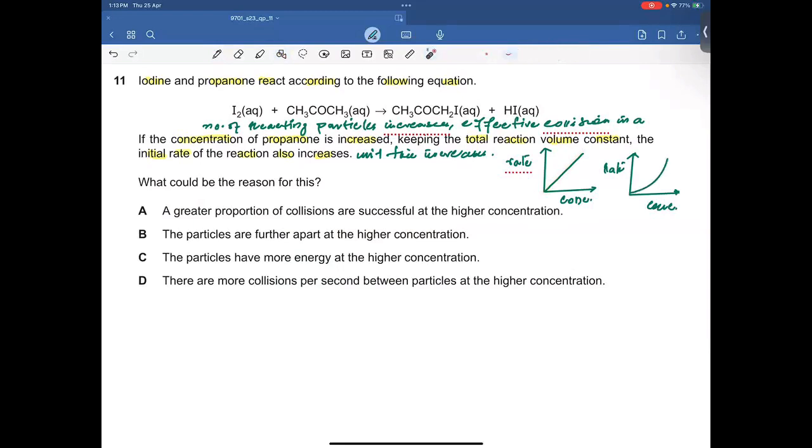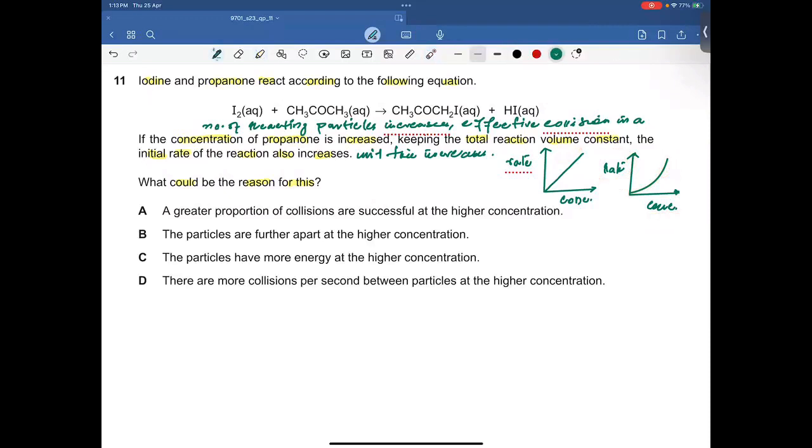Like if concentration increases, rate becomes fourfold. So the sketch has to be like that, right? So these are the two possibilities. Let's see what we have in this question. What could be the reason for this reaction?